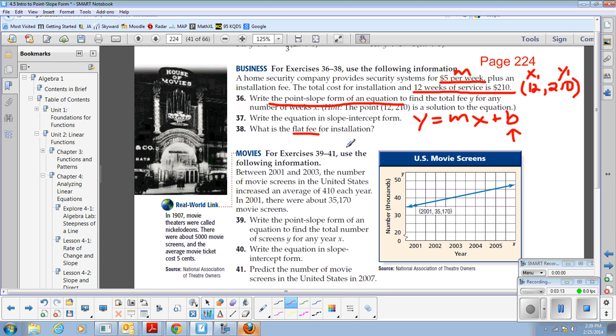All right, if you have any questions on this, I'd stop the video right now, do 36, do 37, do 38, then restart the video so you can do numbers 39, 40, and 41. So I'm going to pause for a second here so you can pause the video.